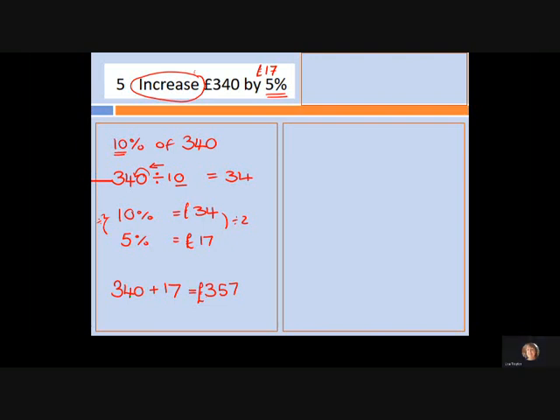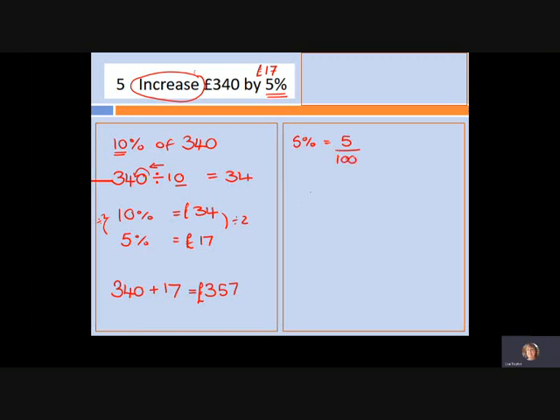Okay, so not everybody likes to use that method, so let's have a look at another way that can be done without a calculator, but might be slightly trickier to do than the one we've gone through here. So remembering that 5% as a fraction is 5 out of 100. All percentages are out of 100.